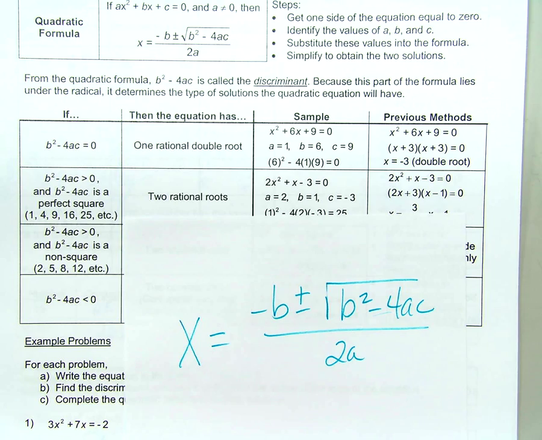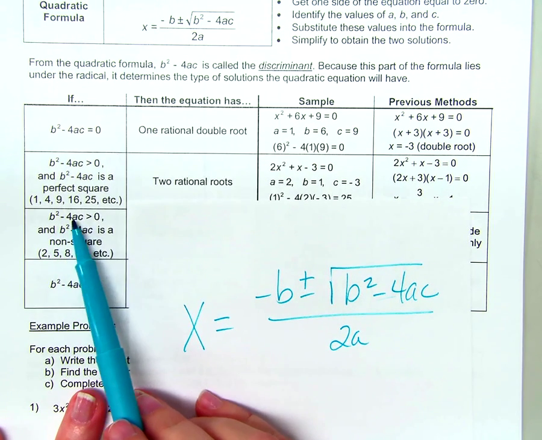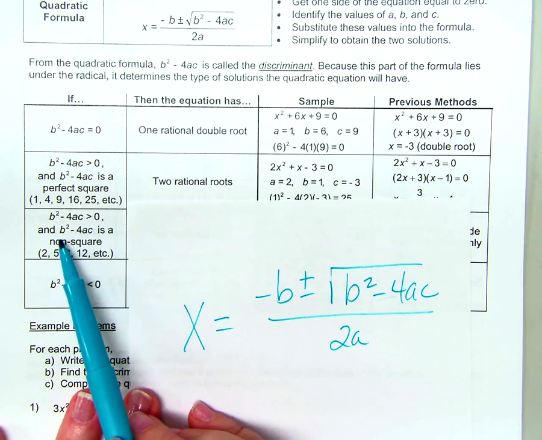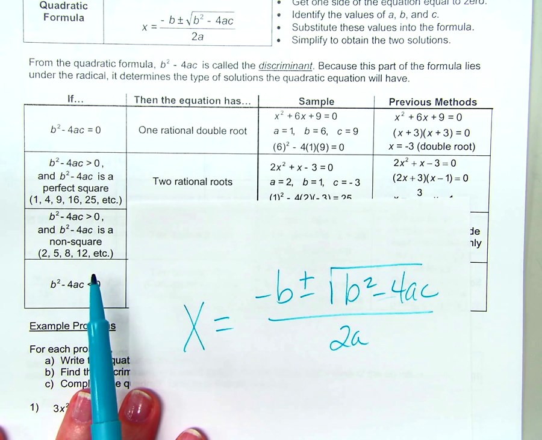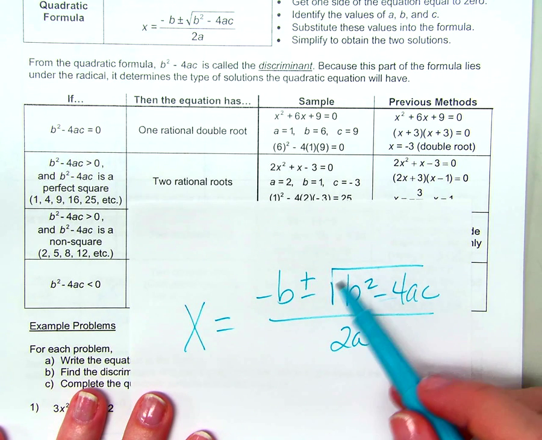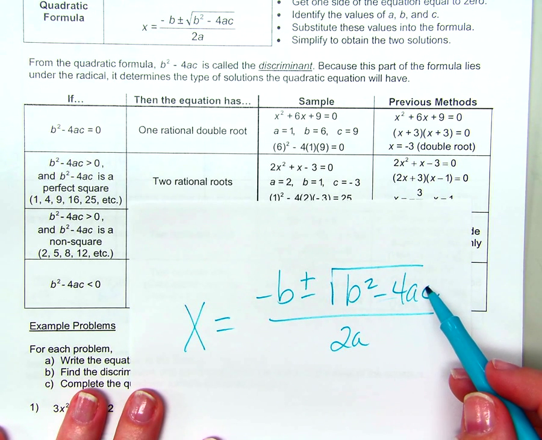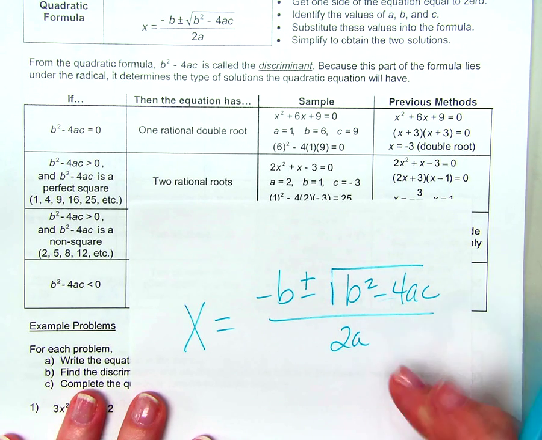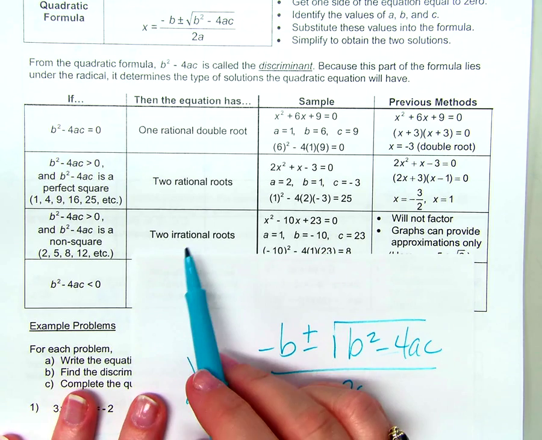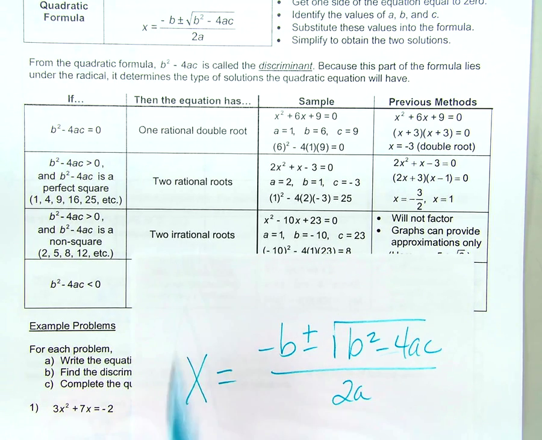Another option is if it's greater than 0, but it's not a perfect square. What happens if I take the square root of a number that I don't know the square root of? I get negative b plus or minus the square root of something over 2a. I'm still going to get 2 answers, but I'm going to get 2 irrational roots, numbers that I cannot write as a fraction. I can't simplify it down to a decimal without rounding it. Does that make sense?